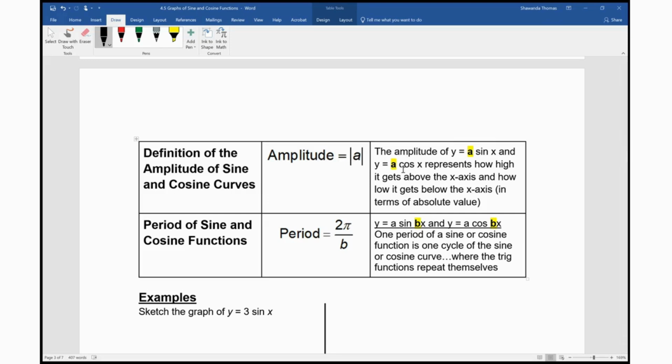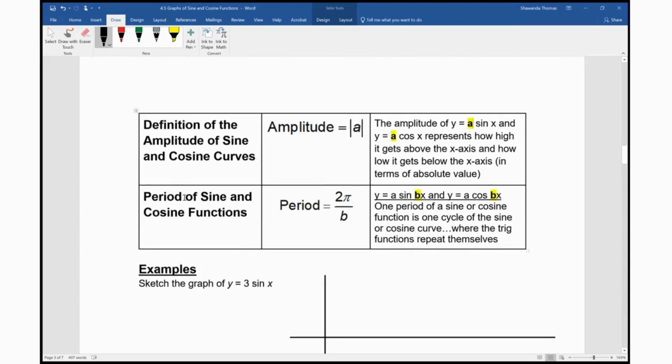And they had some more fancy terminology in the book, but I changed it because I wanted it simplified so that we can understand what they're talking about. How high it gets above the x-axis and how low it gets below the x-axis in terms of its absolute value.